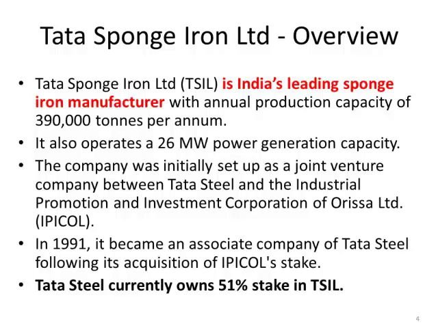Okay, so now we have a bit of an overview of the company. Right, so we have TSIL, they manufacture sponge iron. And we have some numbers about their annual production capacity and also their power generation capacity, and also a little bit about how they were set up. Right, so it's been set up as a joint venture. So Tata Steel has a majority stake in this company.